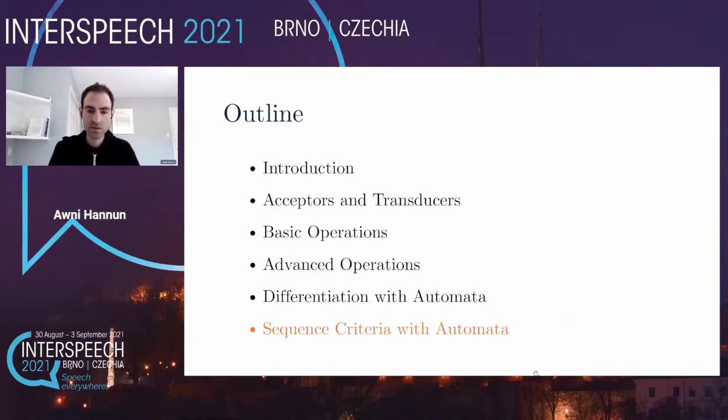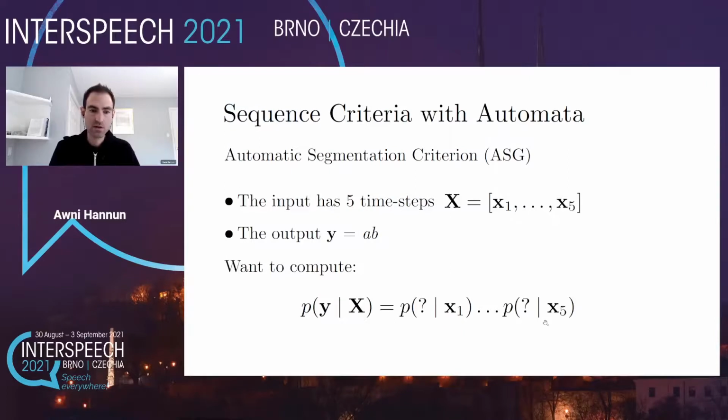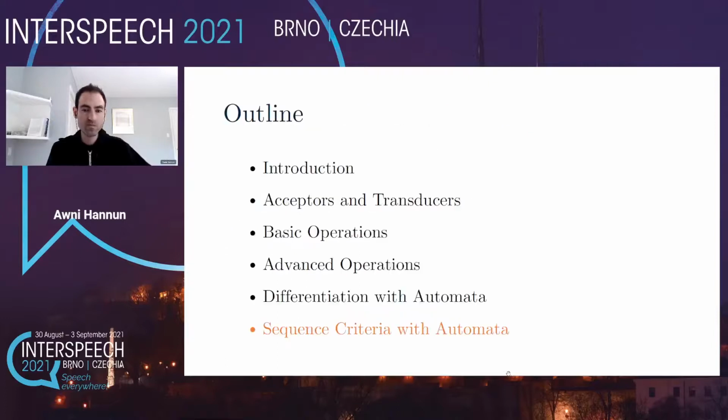So last section, sequence criteria with automata. Okay, so finally we're able to do some. Sorry, is there another question? Sure. Can you hear me? Excuse me? Yes. Could you go back one slide, please? My name is Peter. I wanted to ask about one more, please.